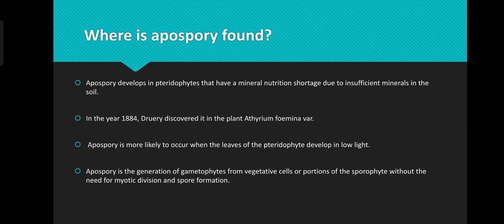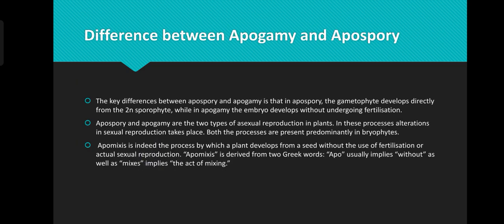Where is apospory found? Apospory develops in pteridophytes that have a mineral nutrition shortage due to insufficient minerals in the soil. Apospory is more likely to occur when the leaves of the pteridophytes develop in low light. Apospory is the generation of gametophytes from vegetative cells or portions of the sporophyte without the need for meiotic division and spore formation. Difference between apogamy and apospory.